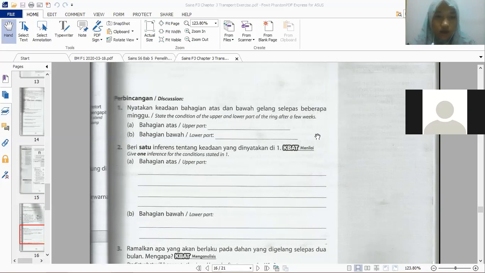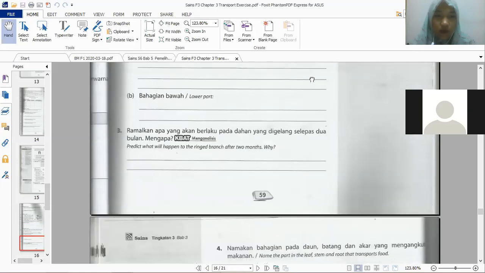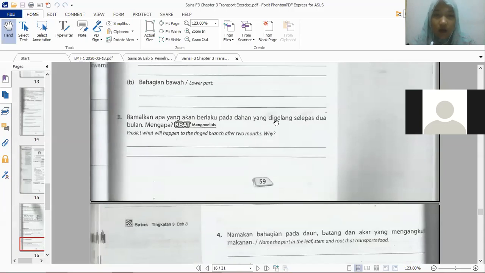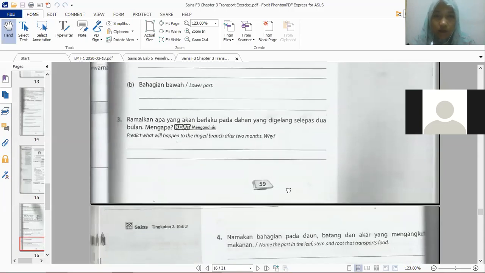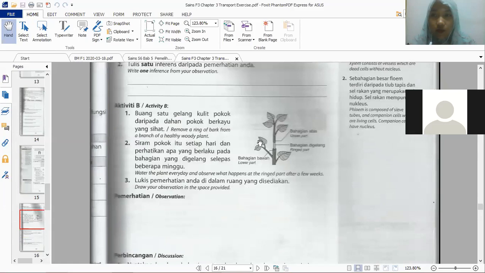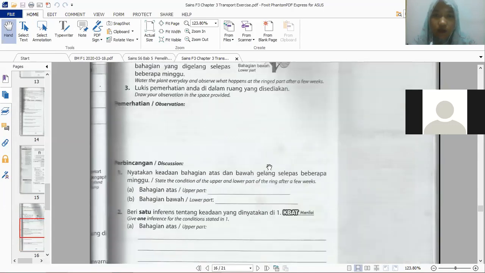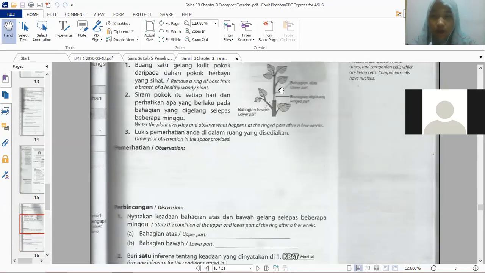Okay, so next. Number 3, predict what will happen to the ring branch after 2 months. Okay, now, apa jadi pada this one? Apa jadi pada ring? After 2 months, apa akan jadi? Answer, and then you have to say why. So tadi teacher kata, dia still ada xylem, which is the water can be transported, correct, from the roots to all parts of the plant. So the water is still ongoing lah, dia boleh lagi.